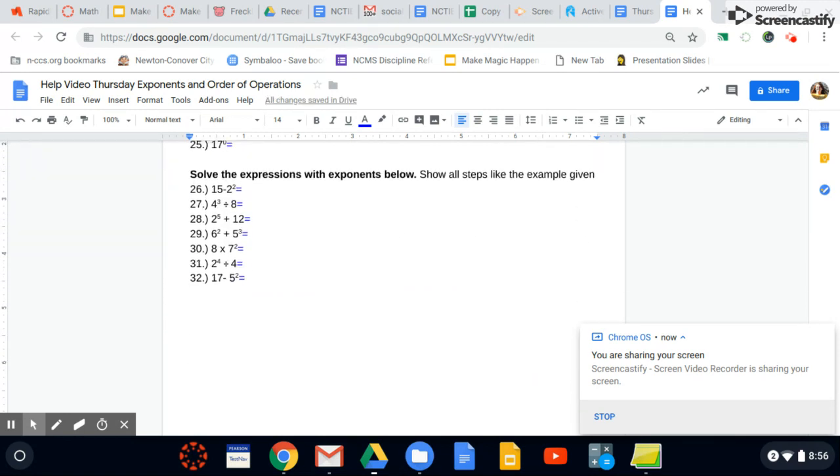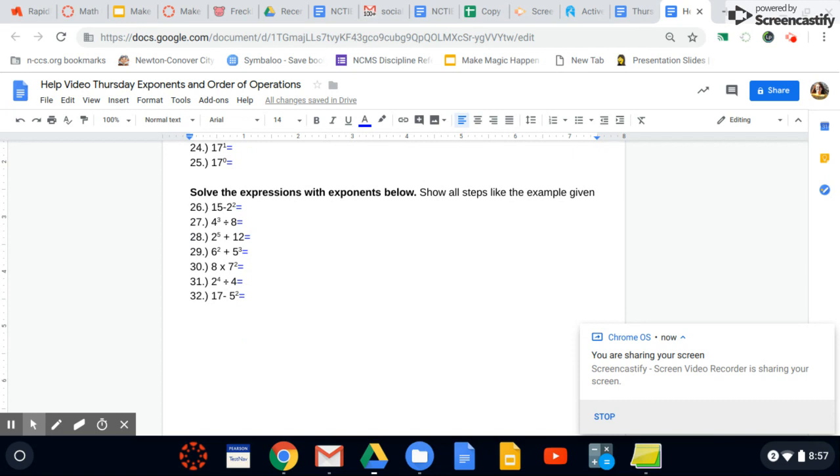This last section, or moving towards the last section, is where we need to solve for exponents. So if I followed order of operations for number 26, I need to look at 2 squared first. And 2 squared is 2 times 2. So I really have 15 minus 4, which is going to equal 11.